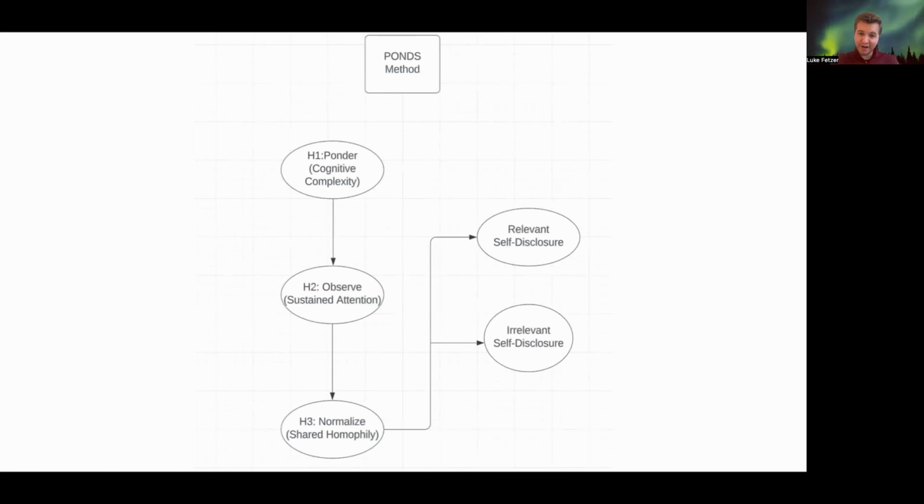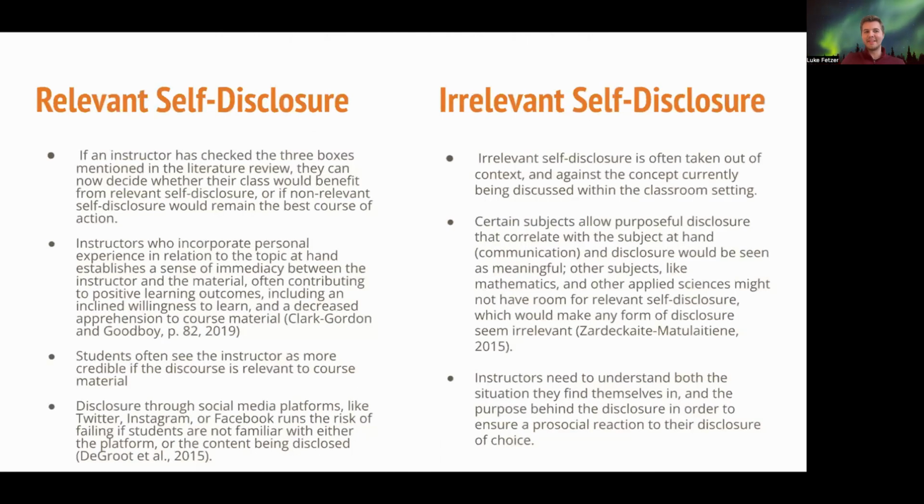And once we finally checked off those boxes, we can decide whether or not we want to self-disclose with relevant concepts or with irrelevant concepts. And so when we talk about relevant self-disclosure, we got to make sure those three boxes are checked. And you got to ask yourself, hey, are these students going to benefit from relevant self-disclosure? Or maybe not. Then maybe some non-relevant self-disclosure may be the best course of action.